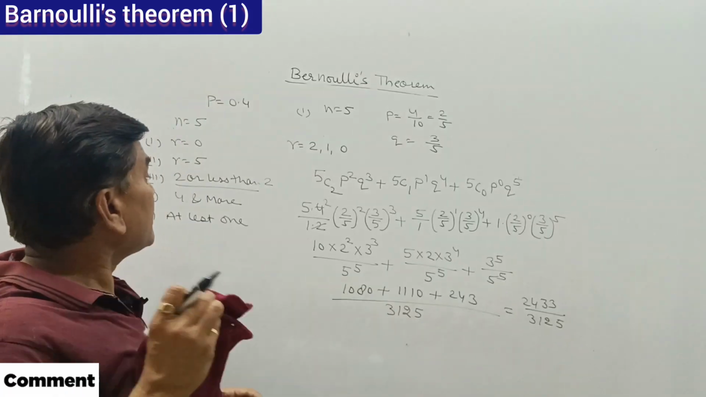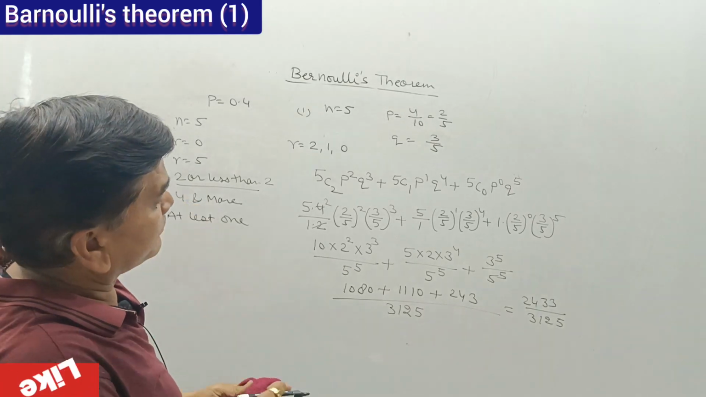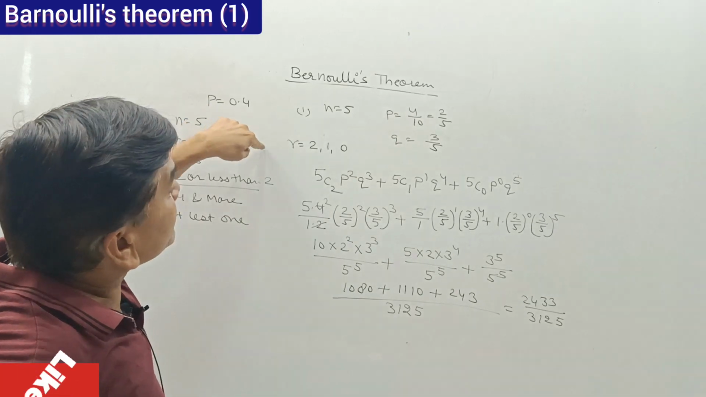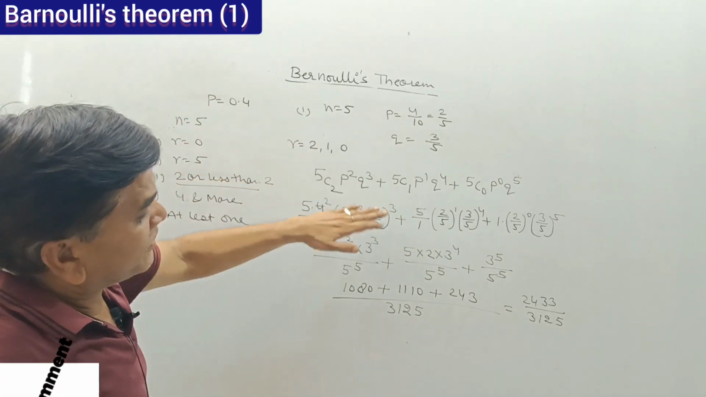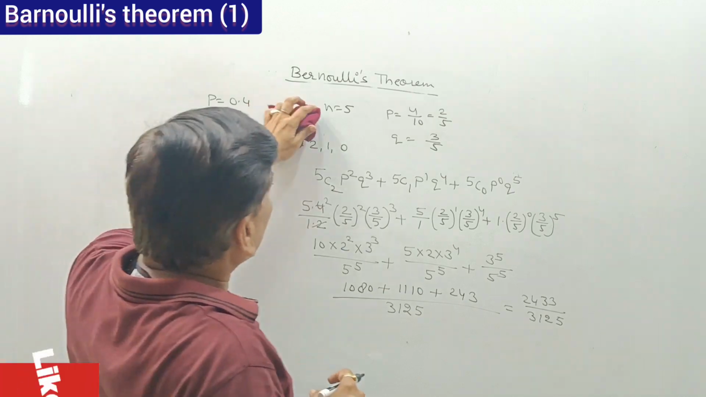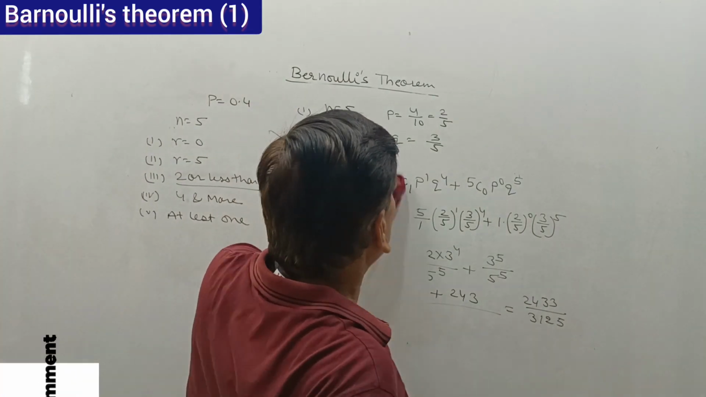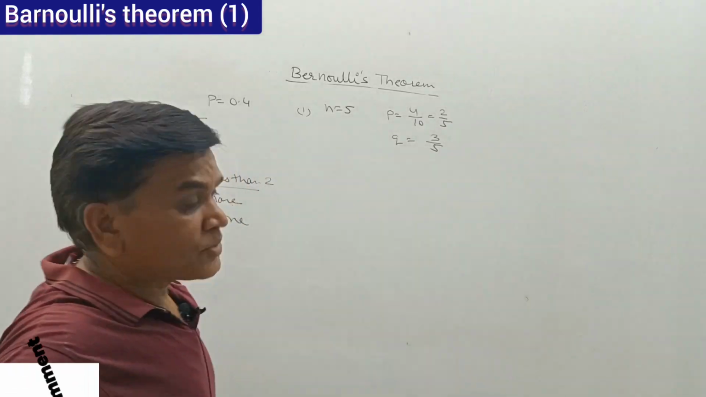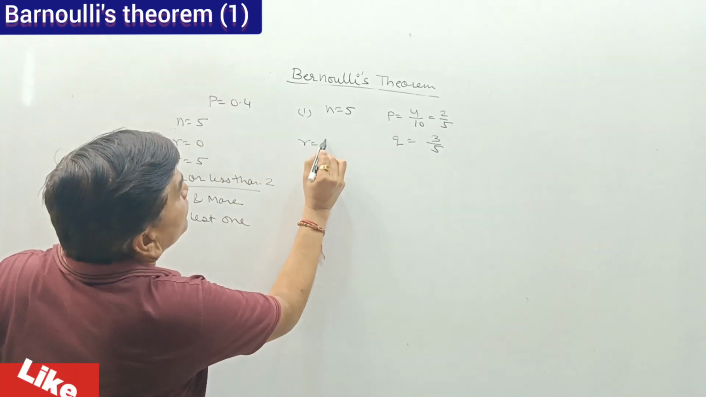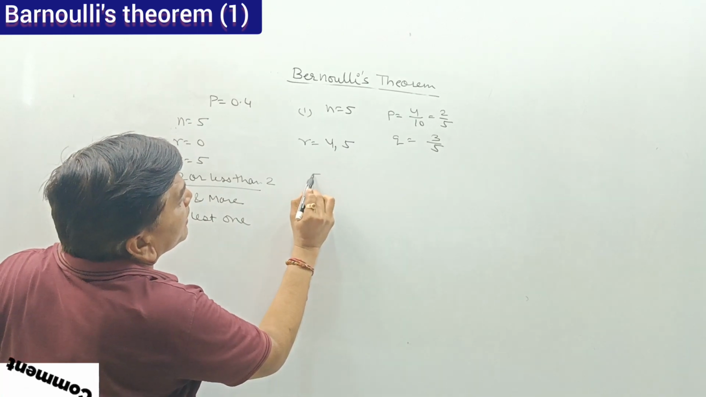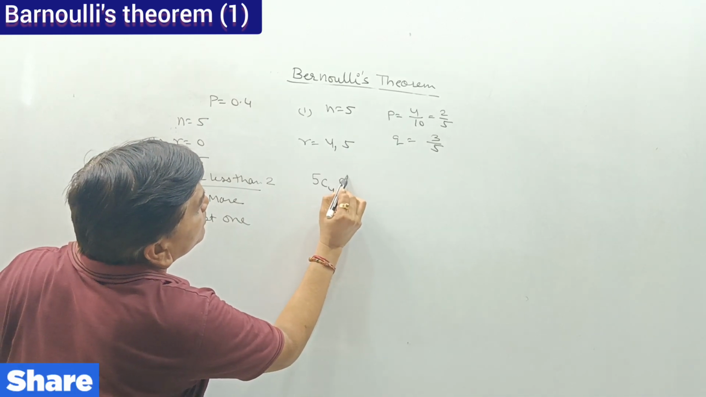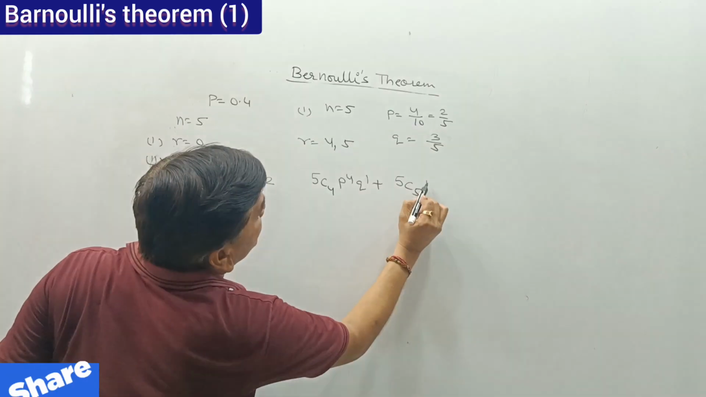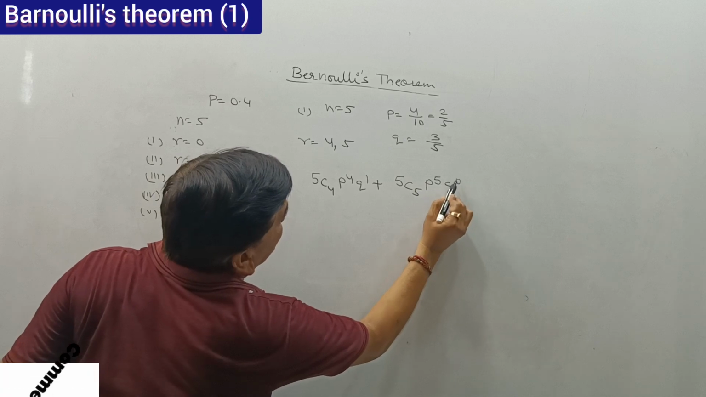If the question is asking for 4 and more, or 2 or less than 2, then we have to write 2, 1 and 0. It's very simple. Now if we want to calculate 4 and more will pass, the r will be 4 and 5. So 5c4 p raised to power 4 q raised to power 1 and then 5c5 p raised to power 5 q raised to power 0.